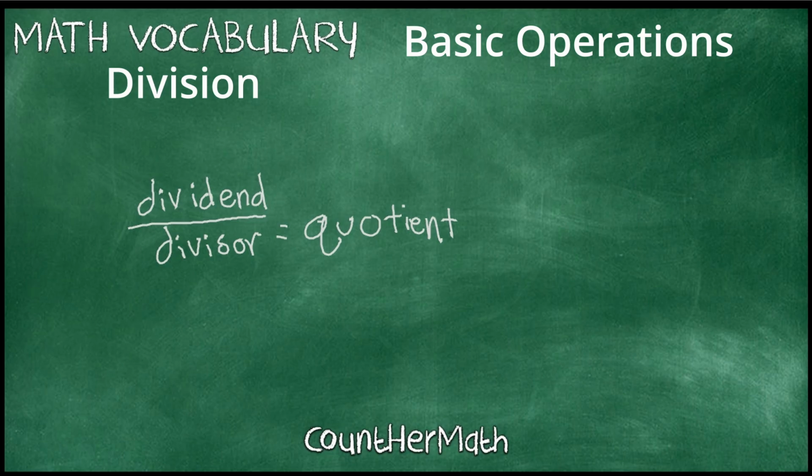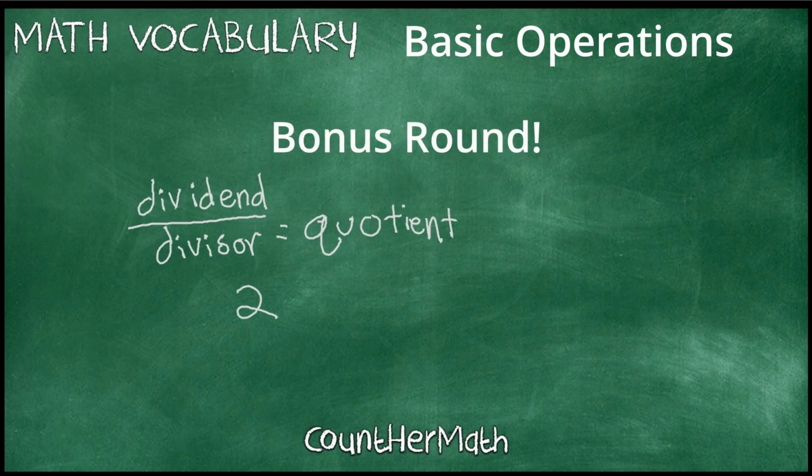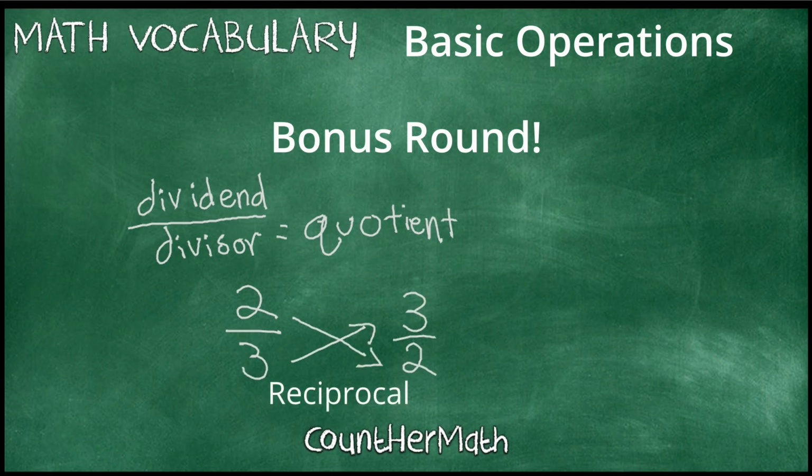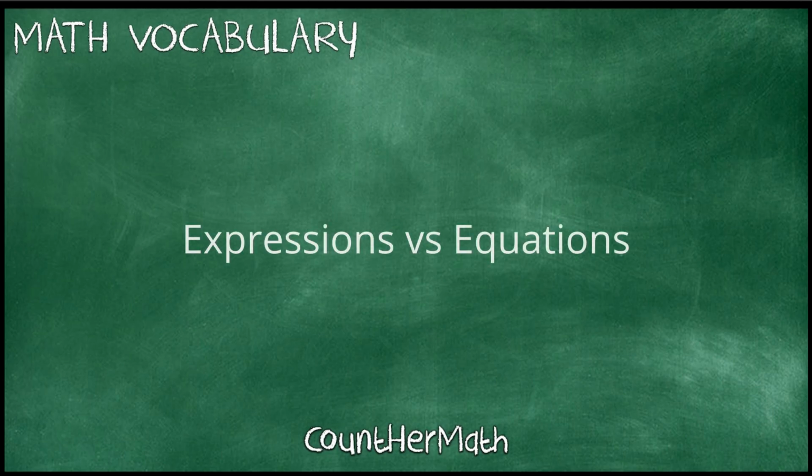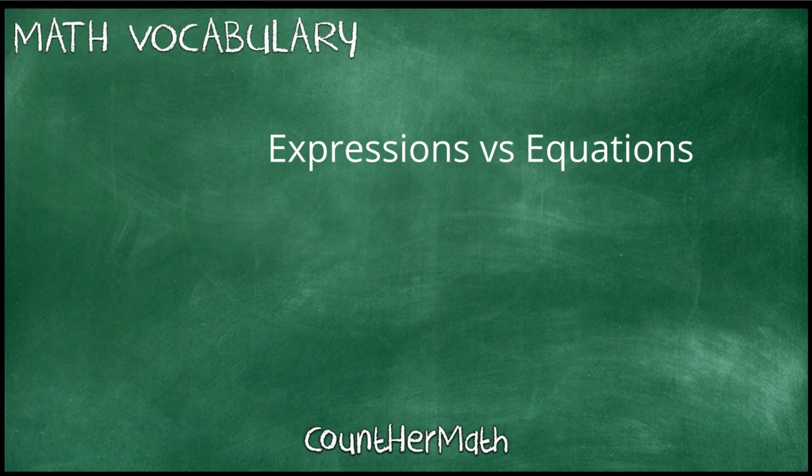The order in division matters, so we cannot switch the numbers around and expect the same quotient. Some bonus information that I couldn't fit in this short: there's actually a word for this switch. 3/2 is the reciprocal of 2/3. Reciprocals are used often in algebra and courses beyond that, so getting this word into your vocabulary will benefit you in the future. That finishes our basic operation vocabulary and moves us into expressions and equations.